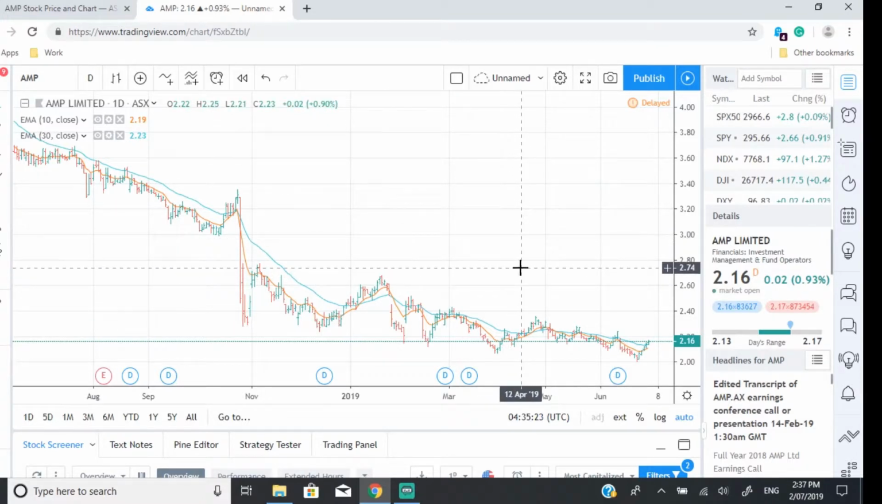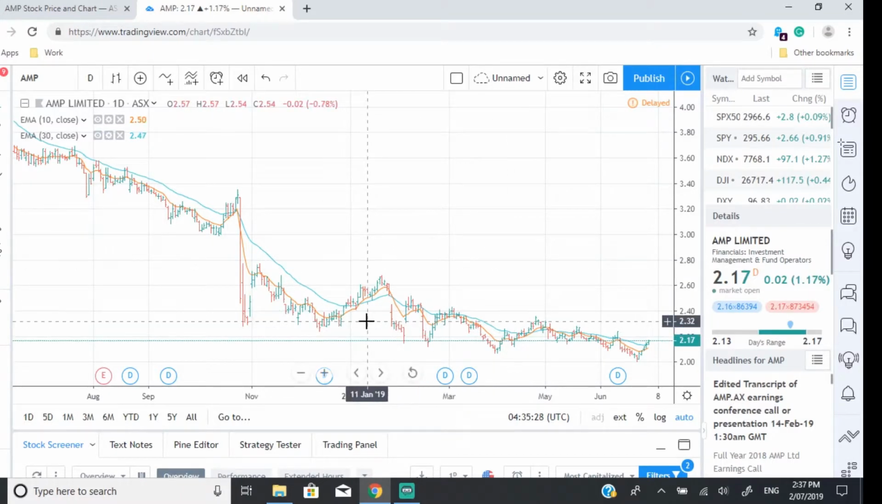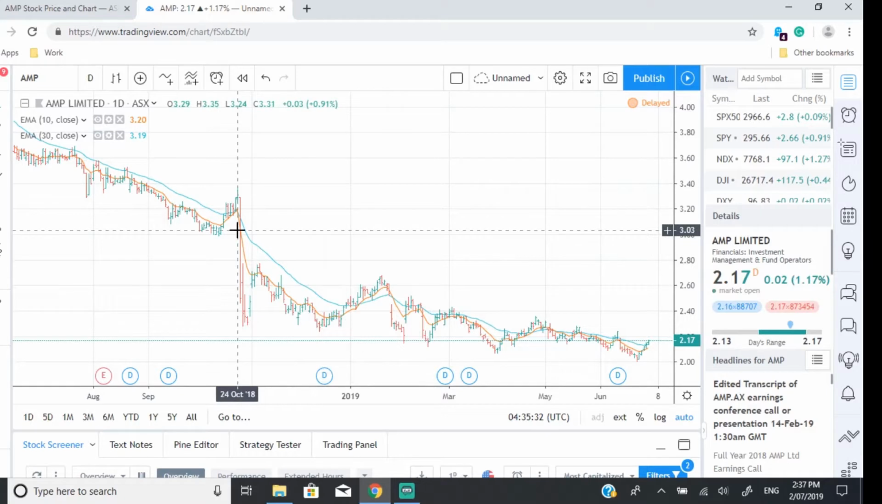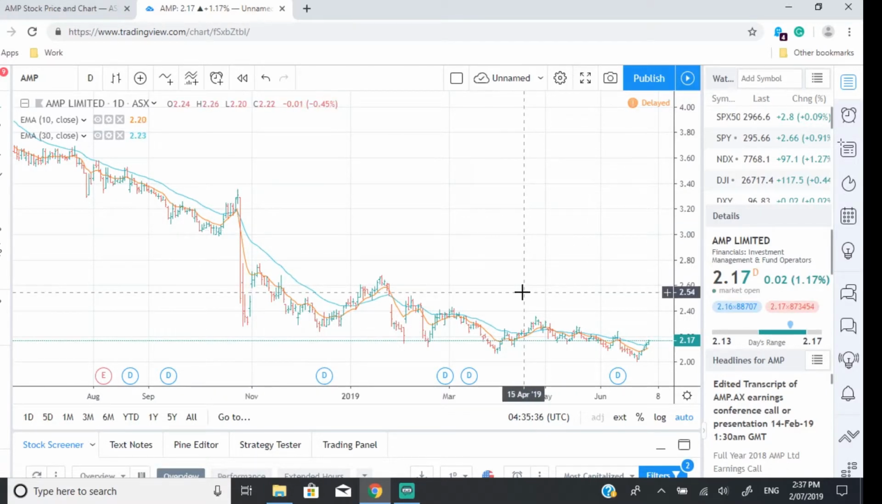Now, in technical analysis, we often talk about this very basic stuff. If the bar is above the moving average, that's a buy. If it's below, it's a sell. That makes sense, right? Because it's a trend following indicator. So this is what I got now. So I got a trend nicely coming down.